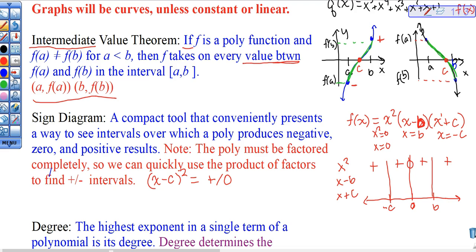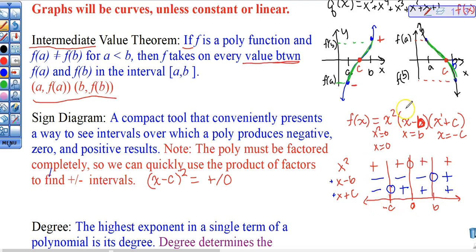And x minus b, its 0 is over here at b. Now, since this x is a positive x, we know that to the left of 0, we get negative outputs. To the right of 0, we get positive outputs. And then x plus c, its 0 is negative c. And again, our x is positive here. So that means to the left we'll go negative and to the right we'll go positive. So these individual factors produce these outputs over these intervals.